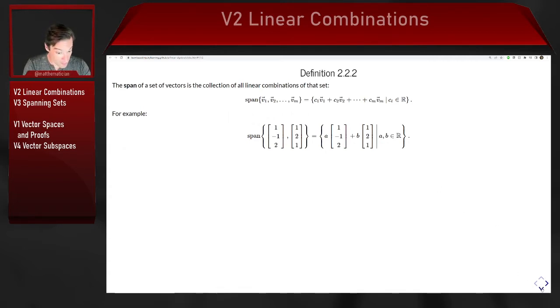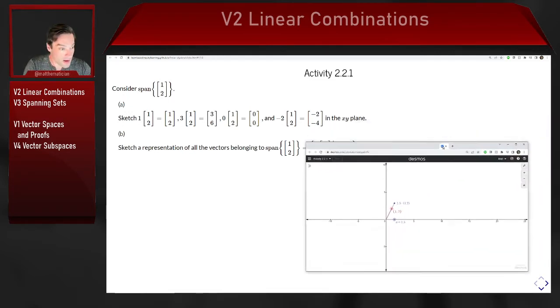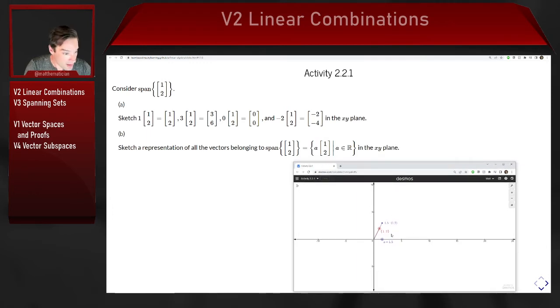And so your job in these activities was to think about what does the span, for example, of the single vector 1, 2 look like. And as part of the assignment, you figured out, and I gave you a nifty little Desmos tool to help out with it, you found that the span of this single vector 1, 2 just looks like the set of scalar multiples of the vector 1, 2.